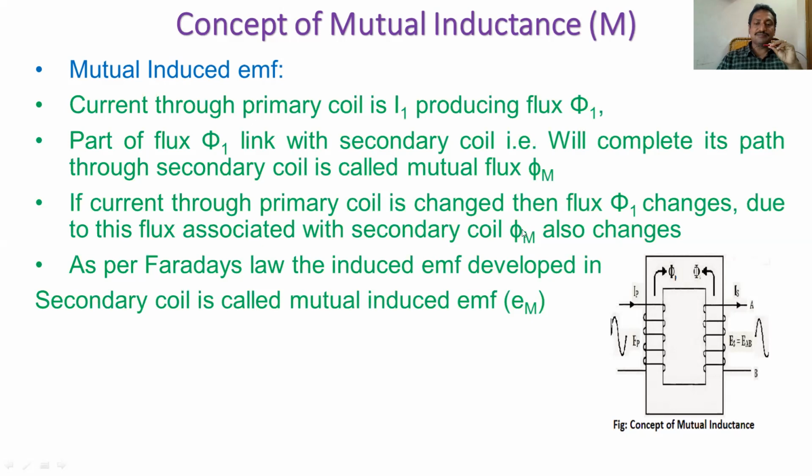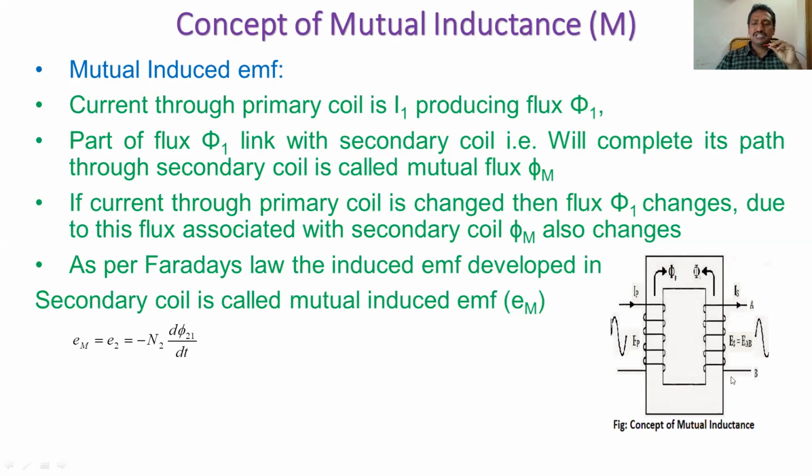That flux is called mutual flux. So when you change the current flowing through the primary, the flux changes on the primary side, and the simultaneous change in flux on the secondary side links with the secondary coil. Therefore, an induced EMF is developed in the secondary coil due to the current change on the primary side. That induced EMF is called mutually induced EMF.